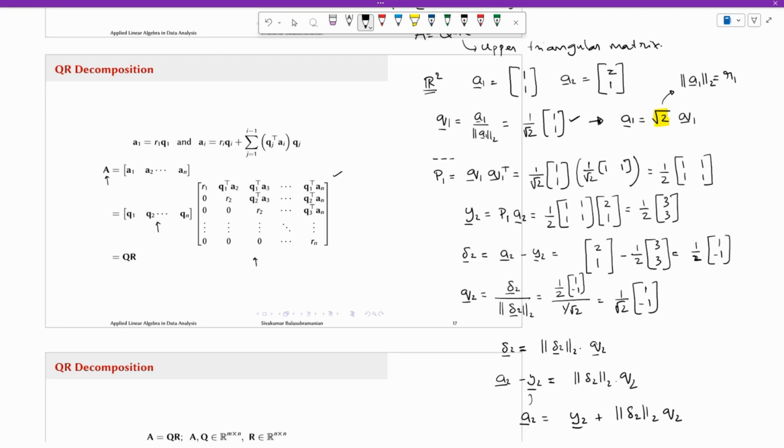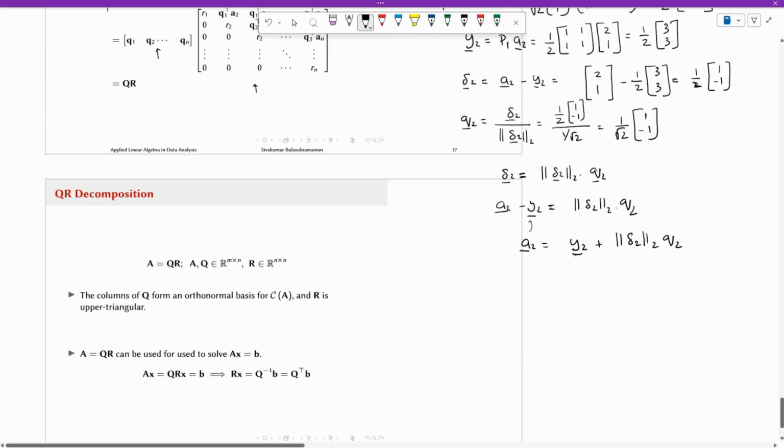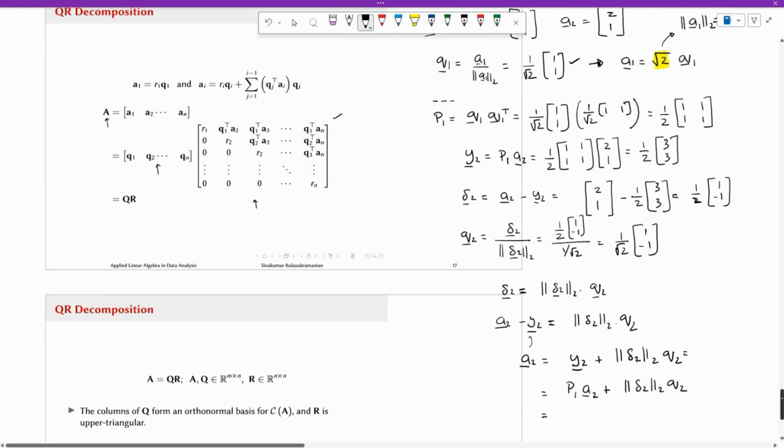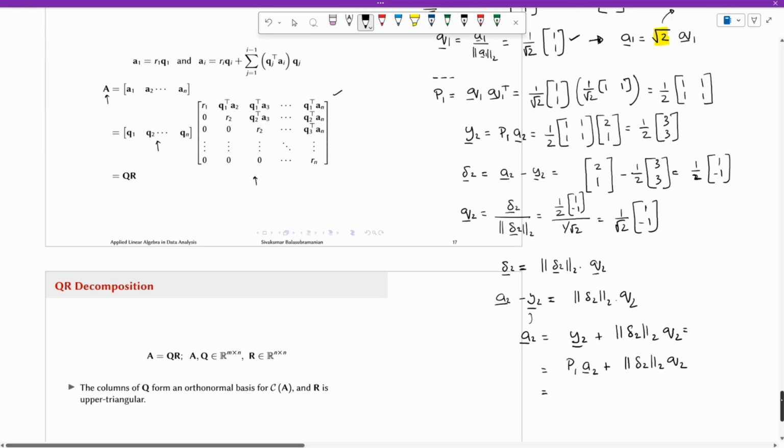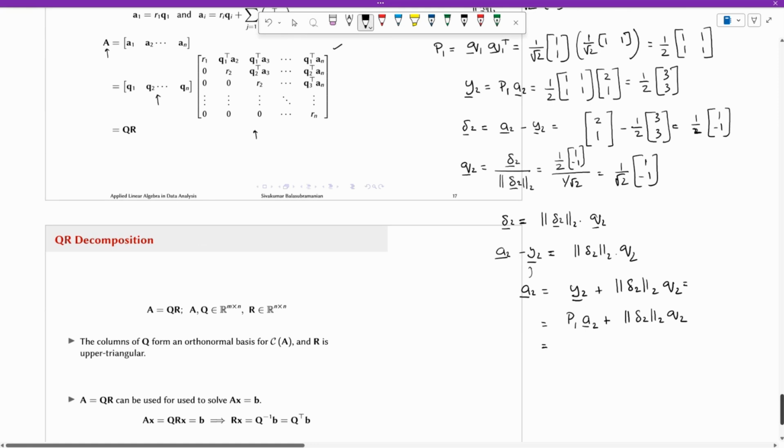Oh, it is P1 A2. Yes. Okay, that's fine. Let's do it step by step. We'll write it here. That was P1 A2 plus. But what is P1? P1 is Q1 Q1 transpose, right? That means Q1 Q1 transpose A2.